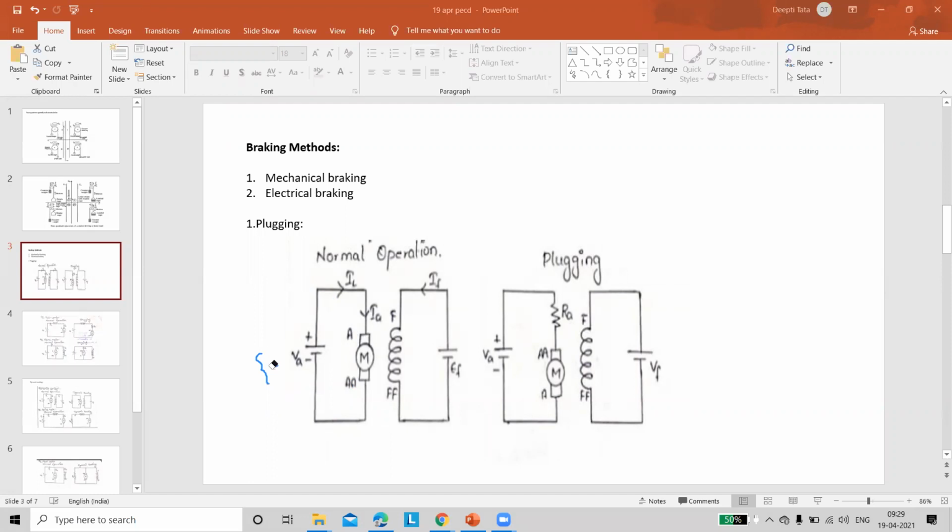So in plugging, what you do is interchange the polarities of the armature. Just A, in normal direction, is normal operation. Whereas in braking operation, the polarities of the armature are reversed. Then the motor is not going to rotate. So it is going to be stopped. This is regarding plugging.